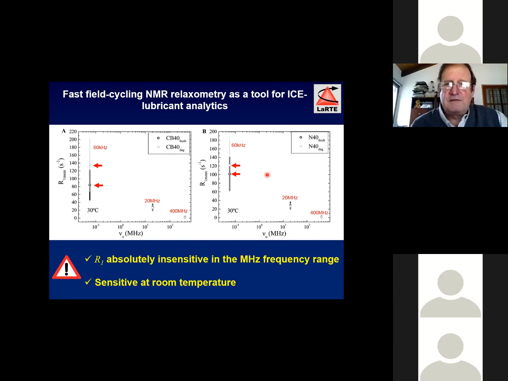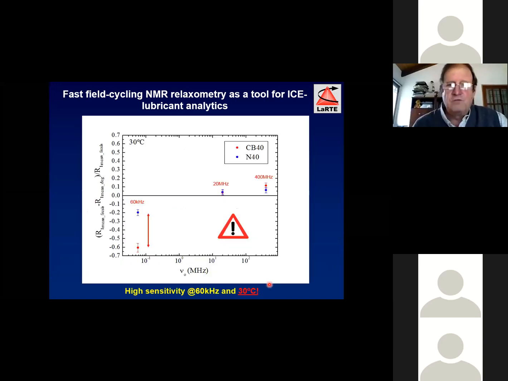And by the way, we can see here that the difference is higher, not much higher, but higher for the base than for the lubricant, including the additive pack, okay? But the point here is that we have sensitivity at room temperature. We don't have to go to low temperature. So here you can see the same relative plot for no sensitivity at 400, at 20, but a very important sensitivity at 60 kilohertz, okay?